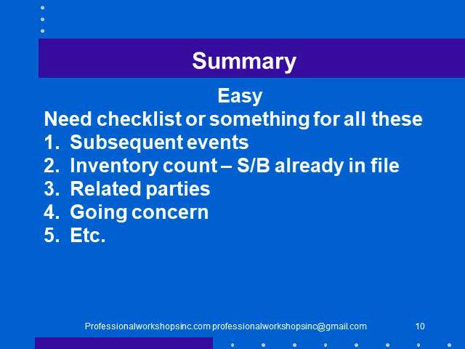But for instance, these are the kinds of things that you might have to do it for other than journal entries: subsequent events, inventory count, where you are going to have something already in the file, and maybe you just do that a little more carefully, so not only does it document what you have done, but it also provides guidance to the staff who are going to do it next year. Related parties, going concerns. So if there are any of these things where somebody wants a memo, it's pretty simple to turn your checklist into a memo.